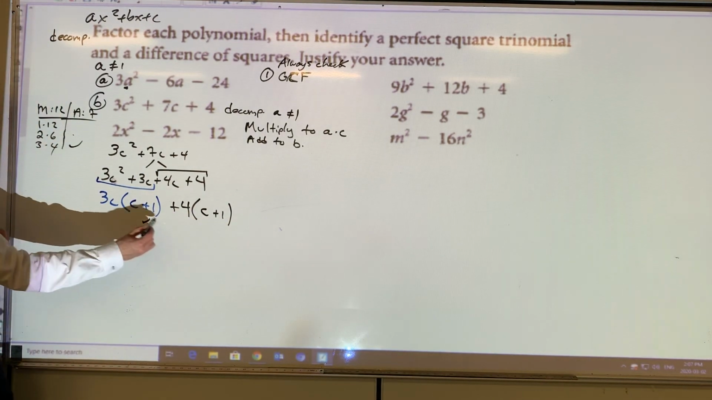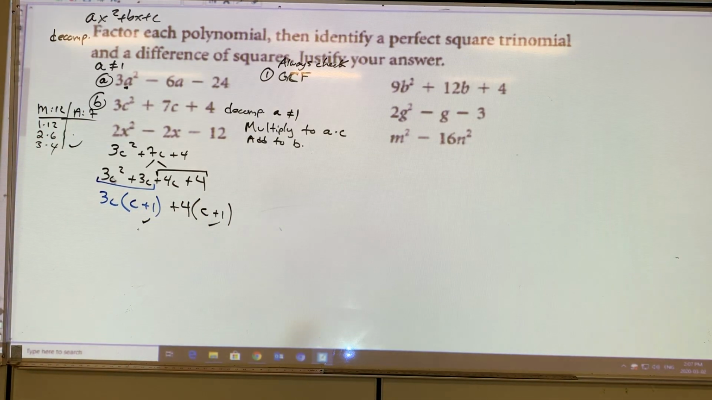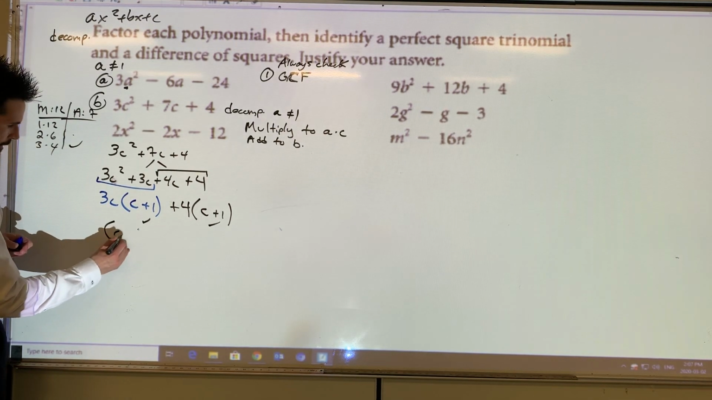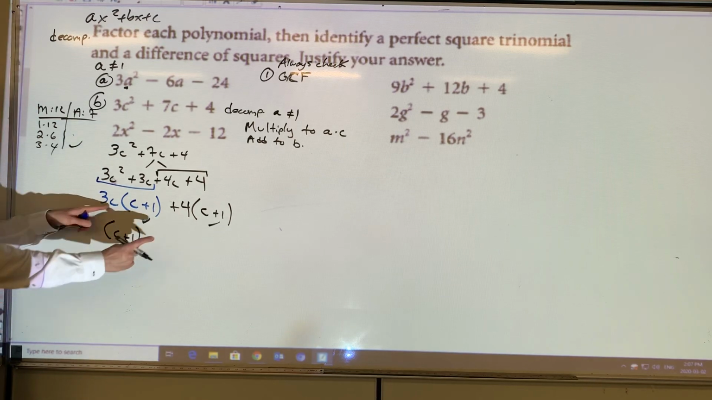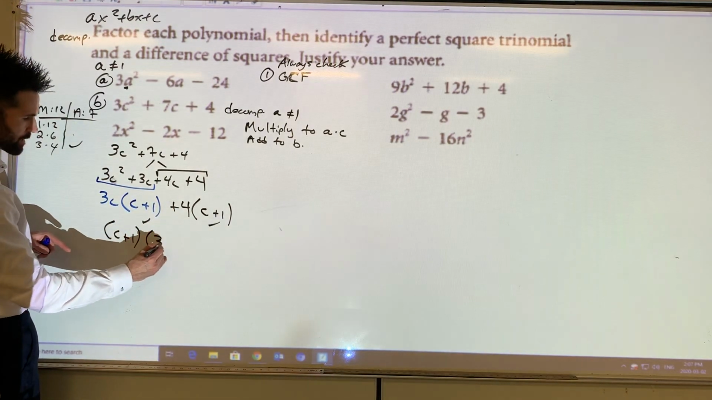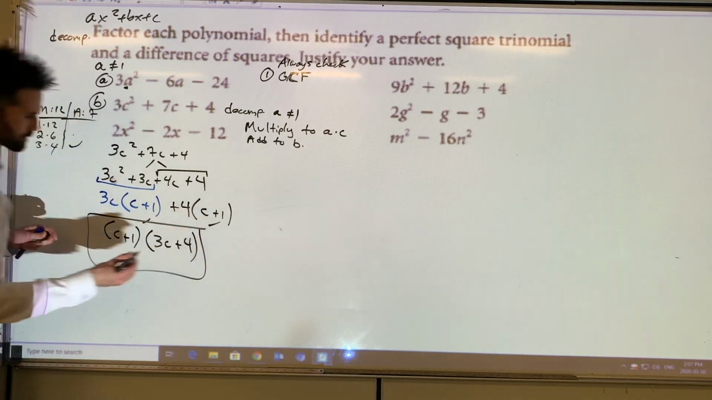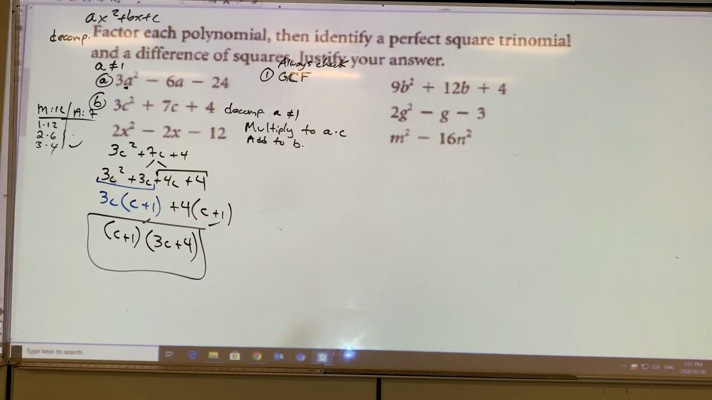Now, if these two binomials are the same, that means you did something right. If they're not the same, you need to go back and see where you went wrong. So your final answer is grab one of those binomials, so the c plus 1, and then the two outside factors form the other binomial, so 3c plus 4, and you factored it. That's decomposition. It's just a set of steps that works every time to factor.